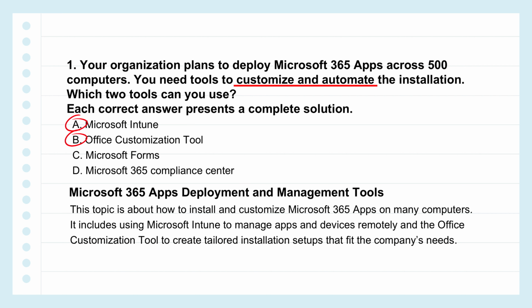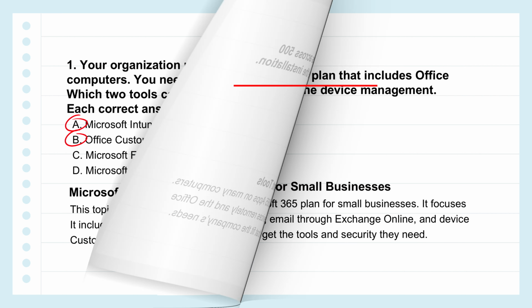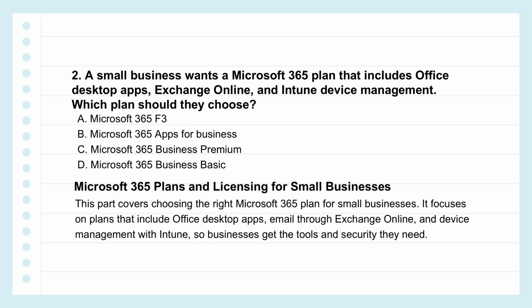So, okay, we've figured out how to get the software onto hundreds of machines efficiently. But then the next big question, particularly for smaller outfits, is making sure they have the right set of tools, balancing features and cost. This brings us to licensing, which can feel a bit tricky sometimes. So imagine a small business needs the desktop Office apps, they need Exchange Online for their email, and they need Intune for managing devices. Is there one specific plan that bundles all of that together neatly?